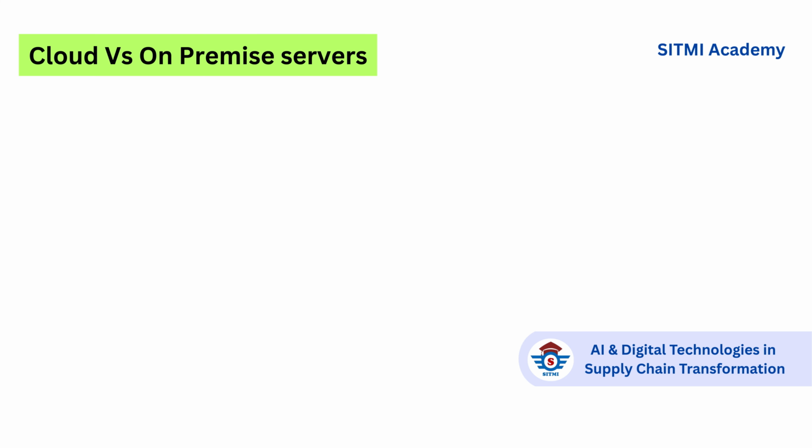The benefits of cloud platforms over on-premise servers include: 1. Scalability. You can scale resources up or down based on demand without buying new hardware. 2. Lower upfront costs. No heavy investment in servers, storage, or IT infrastructure. 3. Accessibility. Authorized users can access the system from anywhere in real time. 4. Faster deployment. Cloud systems can be implemented and upgraded faster than on-premise solutions.